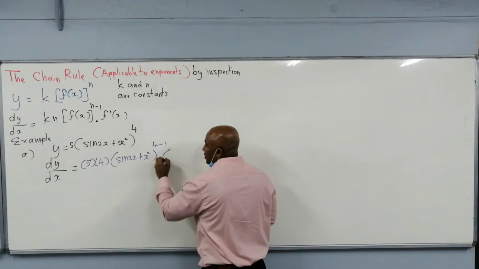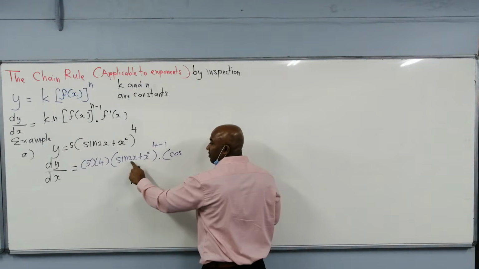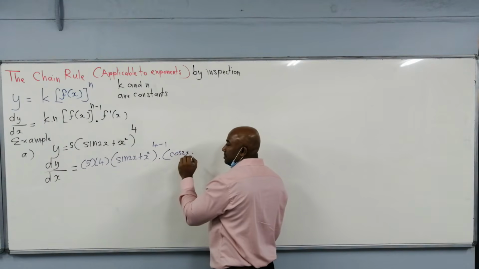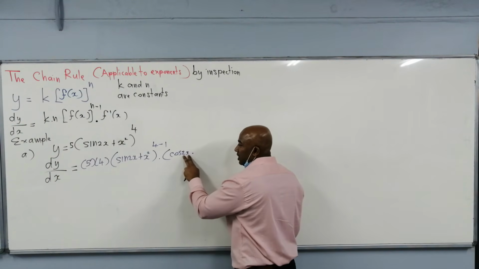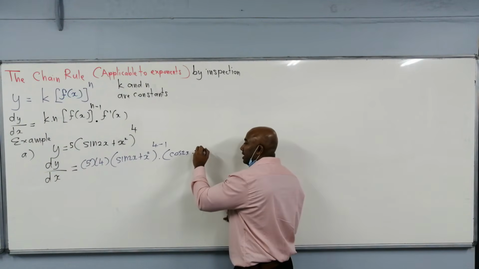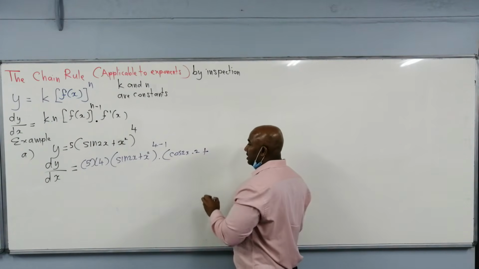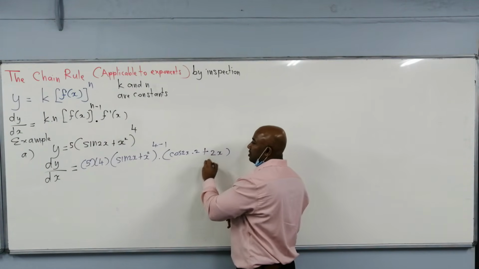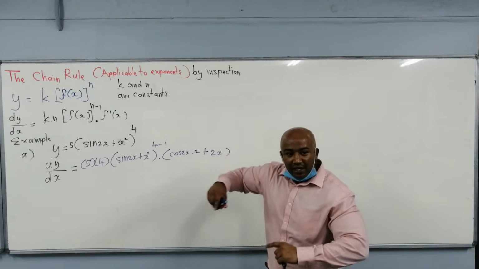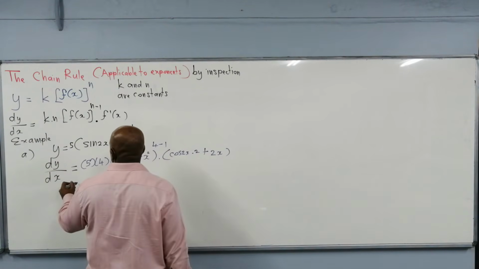So the derivative of sine 2x, you go to your table of derivatives now. The derivative of sine of f of x is cos of f of x times f prime x, so cos of 2x times the derivative of 2x, which is 2, plus, don't forget we've got term 2. The derivative of x squared is going to be 2x, and that is a chain rule. It's not difficult. Remember, exponent first and then everything on the inside. This is by inspection.